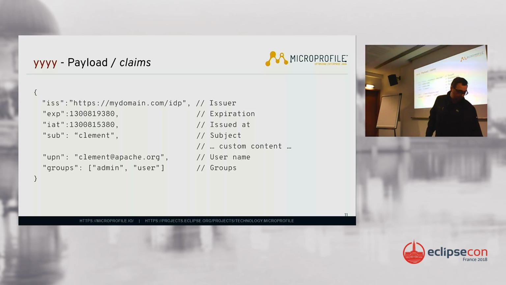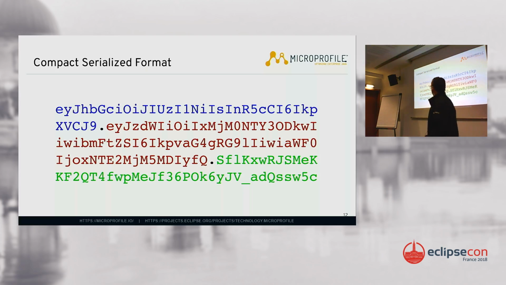And as I always wanted to have a wall of encoded data on the slide, I did that. So this is the result. We have the header, we have the payload, and we have the signature. The signature verifies the integrity of the rest. Okay, so that was about JWT.